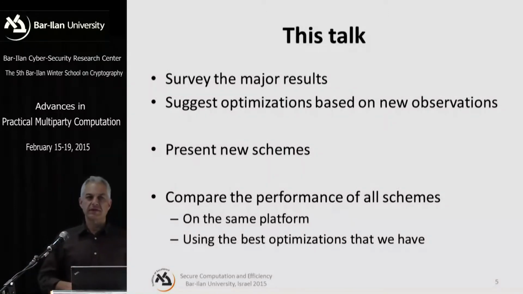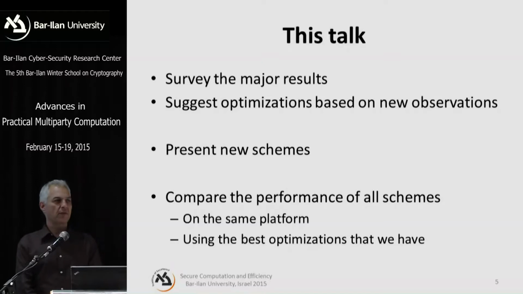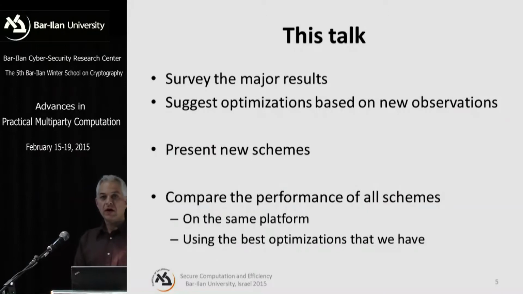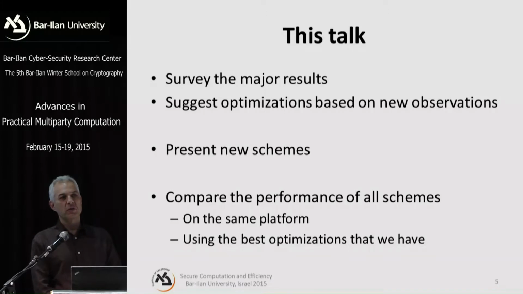So in this talk, I'll survey the major results. I'll suggest some observations that we had and that improved the performance, and I'll present some new schemes. At the end, I'll compare the performance of some of the schemes on the same platform. This is something which we don't have in the general multi-party computation case, where people come with different numbers, but the numbers are on different platforms. So here, Michael Zohner and Thomas Schneider took different algorithms, implemented all of them on the same platform, and compared the running time to actually compare all of them in a fair environment.